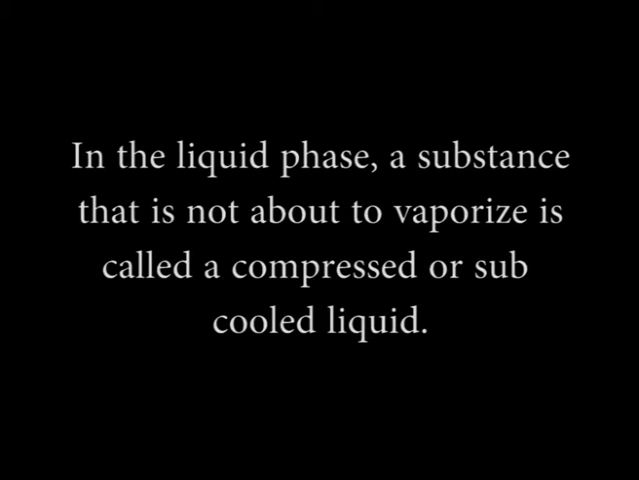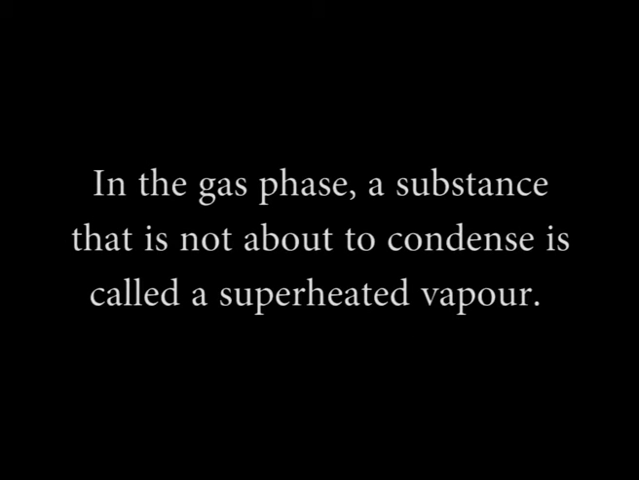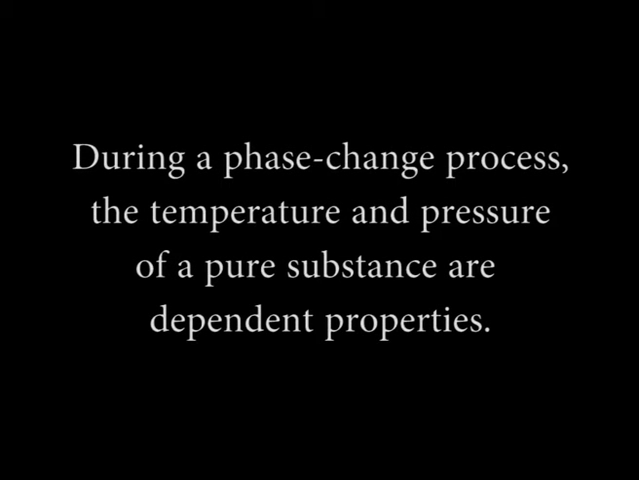Hello friends, in our previous discussion we learnt that a substance that has a fixed chemical composition throughout is called a pure substance. Then we learnt that in the liquid phase, a substance that is not about to vaporize is called a compressed or subcooled liquid. In the gas phase, a substance that is not about to condense is called a superheated vapor. During a phase change process, the temperature and pressure of a pure substance are dependent properties.